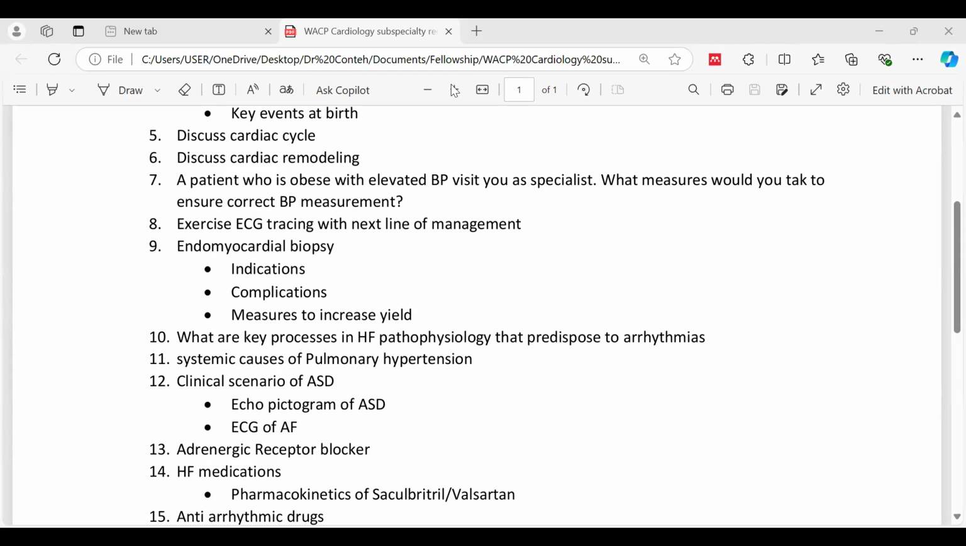Also change, or when there is a cardiac injury. And these changes are also mediated by a neurohormone.